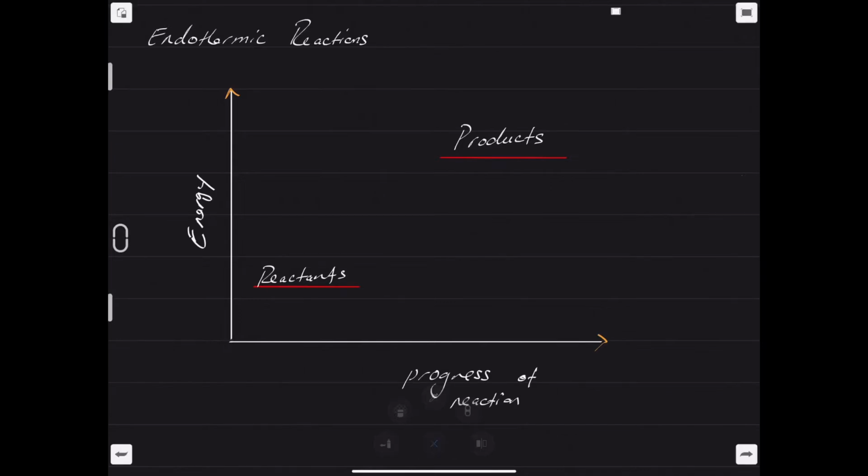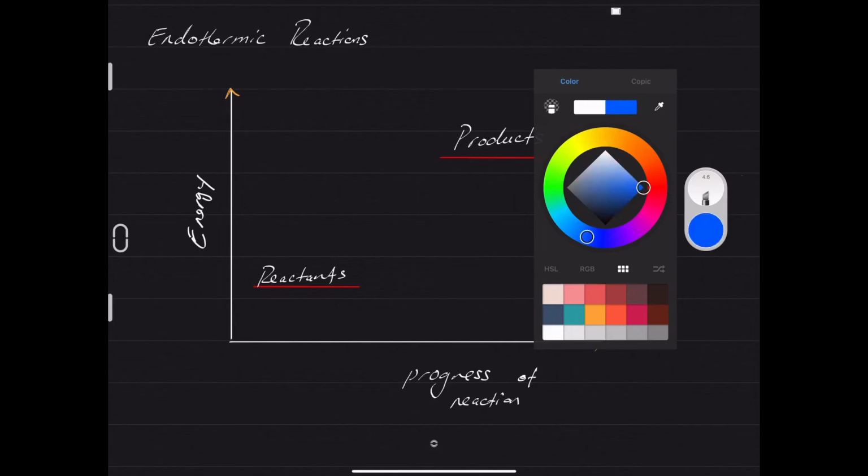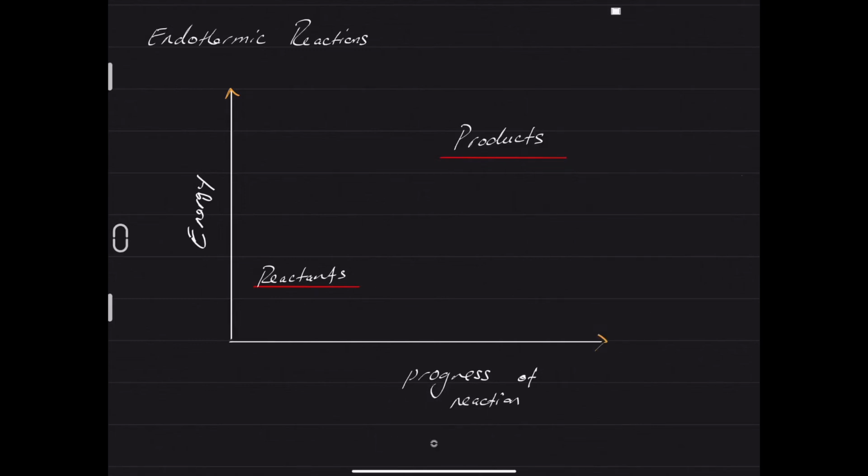So if we were to say this reaction has proceeded forward and we draw a line to represent that, so this is our line saying that the reaction has proceeded forward. Now, the energy that is taken in from the surroundings is represented here.